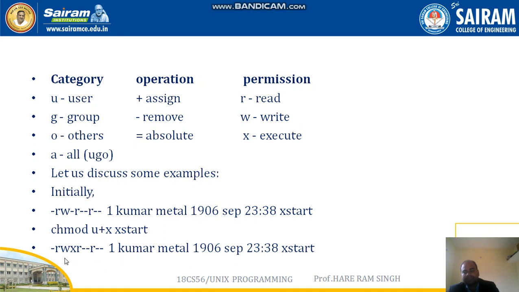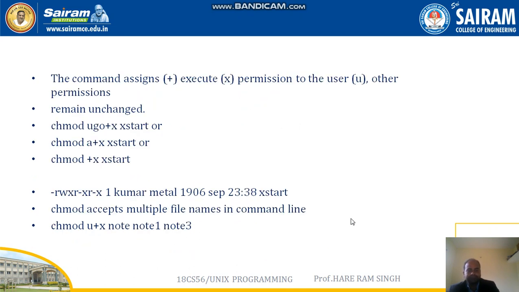Once you do that, you can see the attributes of the file xstart. Now it is changed. Earlier it was rw-, now it is rwx, then r--, r--. The remaining things are unchanged because here we have used only user, the owner. So only for Kumar the execute permission is assigned. The command adds execute permission x to the user u, and other permissions remain unchanged.